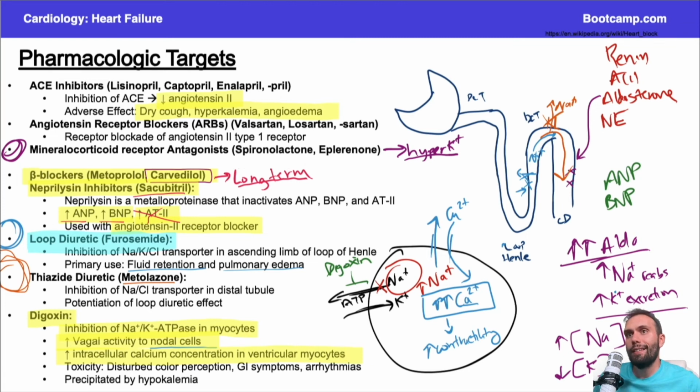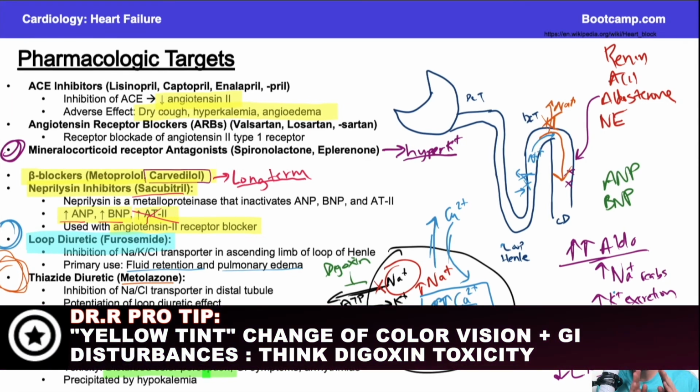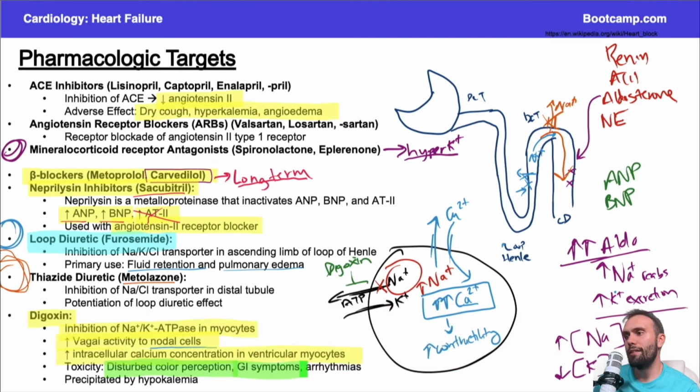Now remember your classic toxicity for digoxin. Disturbed color perception is big, particularly a yellow tint. A yellow tint is usually their way of kind of telling you this patient might have a digoxin toxicity, and usually they'll have some GI symptoms, and it can definitely lead to arrhythmias for the reasons we just mentioned here, AV blocks as well. If a patient, remember we said patients that have heart failure, usually their aldosterone is going to be quite high, right? Because of the RAS system activation and the vicious cycle that they're going to be going through. So their potassium level is going to be low.